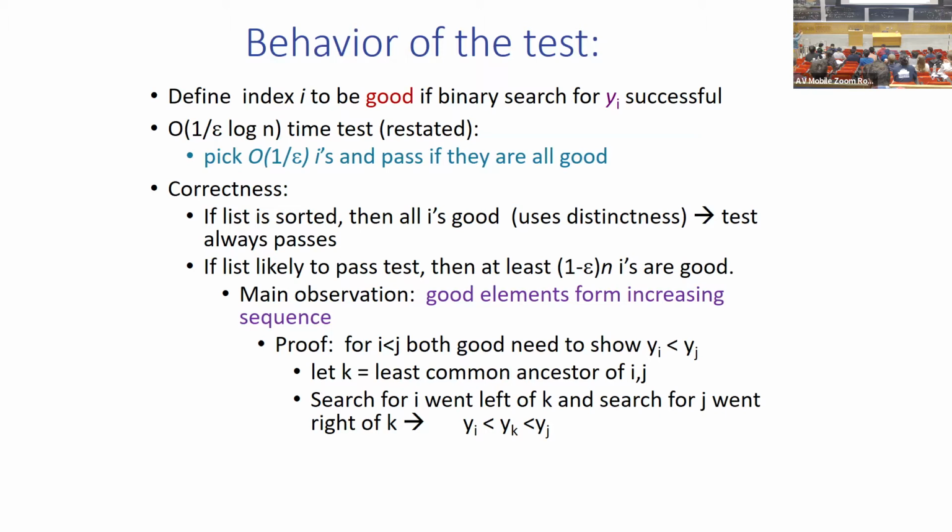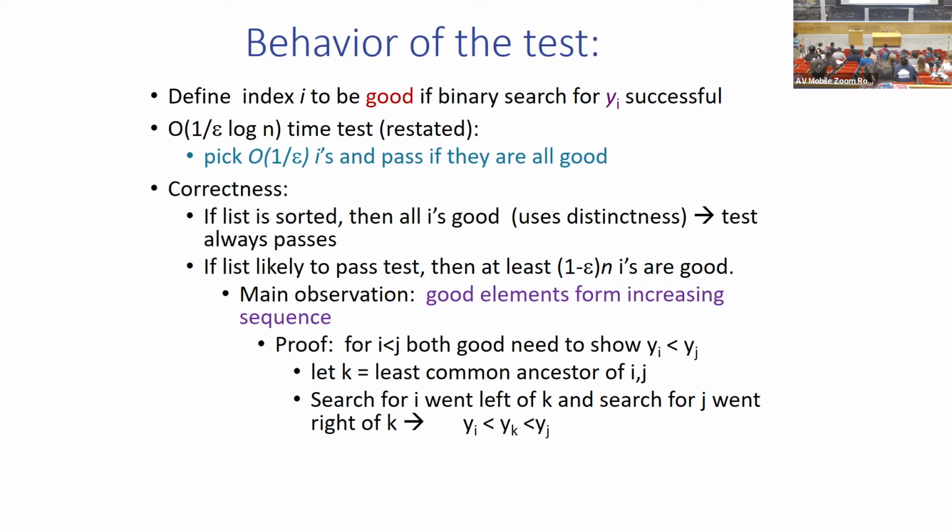So at some point y sub i went left and y sub j went right. At that point, y sub i was less than the key at the node, and y sub j was greater than the key at the node. And that's why I know y sub i is less than or equal to y sub j. Is that good? Okay, you're welcome. Yeah.